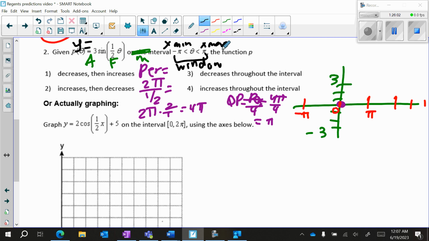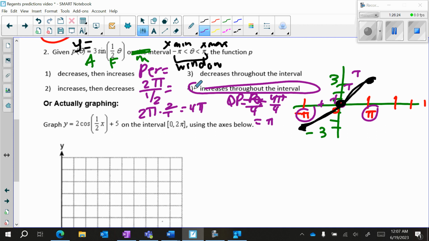But if you know the concept of the sine curve starts at the midline and then it goes up to the maximum, I would have stopped here. And then if I had backed it up the other way, it would have gone down to the minimum here. So this would have been the interval that you were interested in. From negative pi to pi, it's going up or increasing because there's a positive slope. So it just increases the whole way.